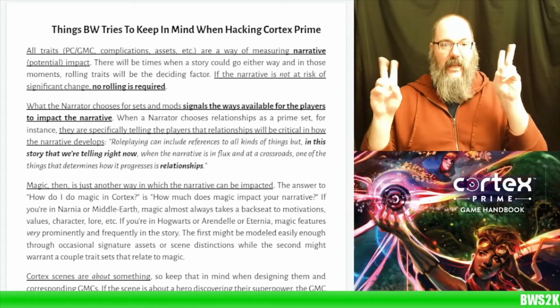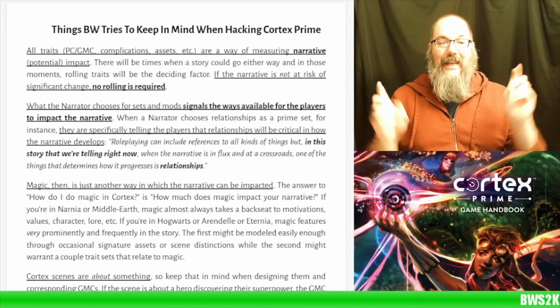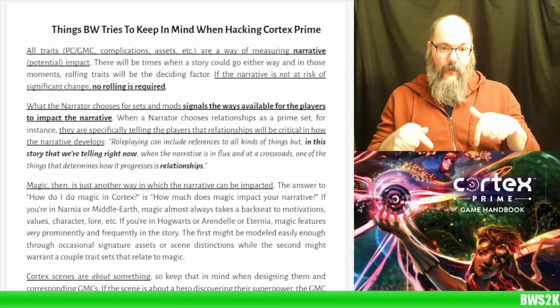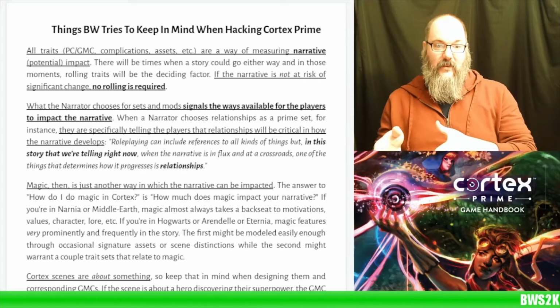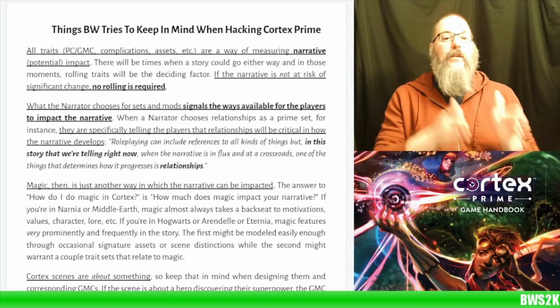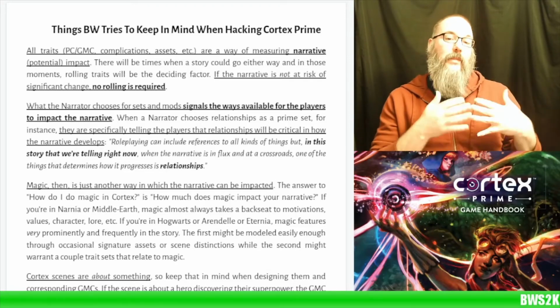So it's kind of like they're saying, role-playing can include references to all kinds of things, but in this story that we're telling right now, whenever the narrative is in flux and at a crossroads, and that's when you put things to a roll, one of the things that determines how it progresses is going to be relationships.